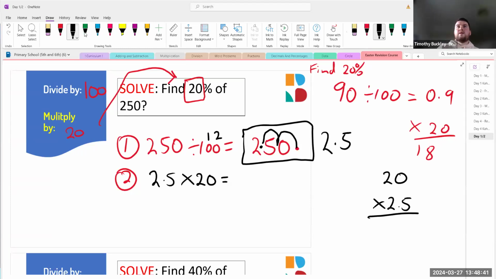So this is just a little side on how to do multiplying decimals. We were doing decimals earlier. It comes back into play here.